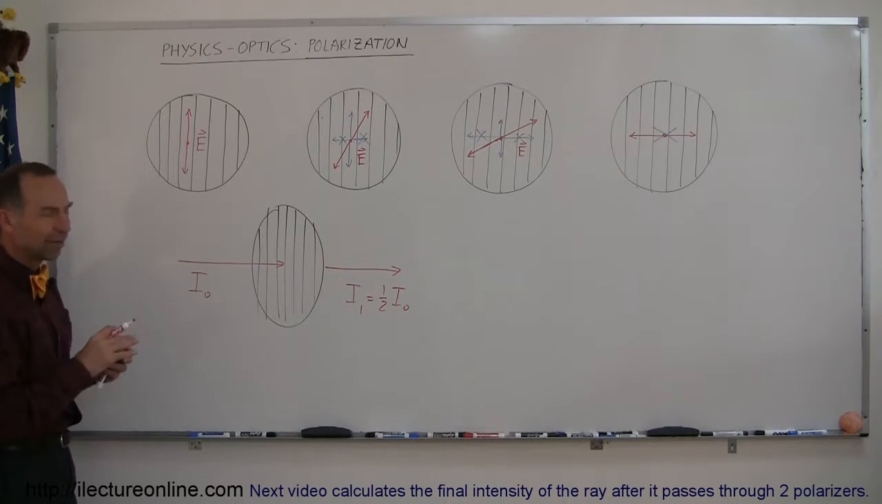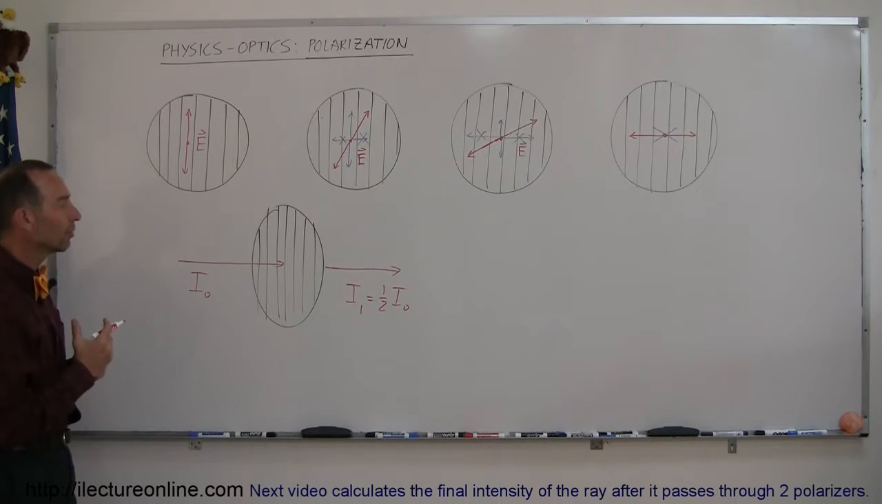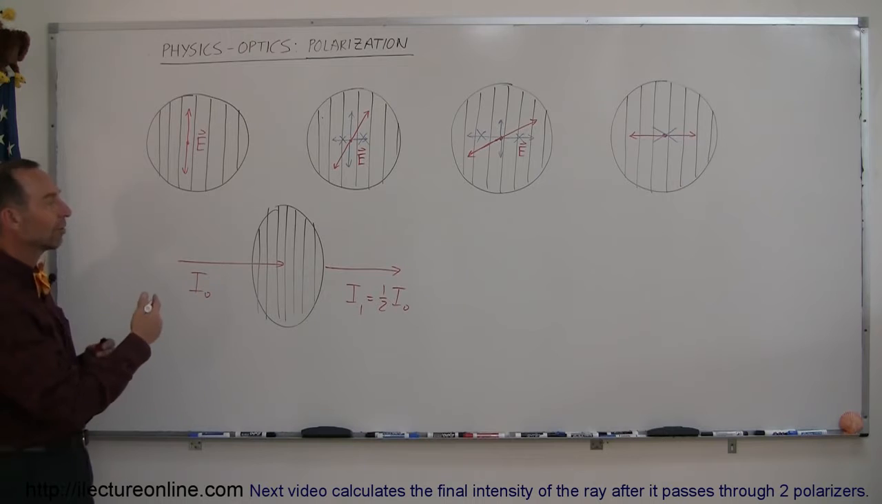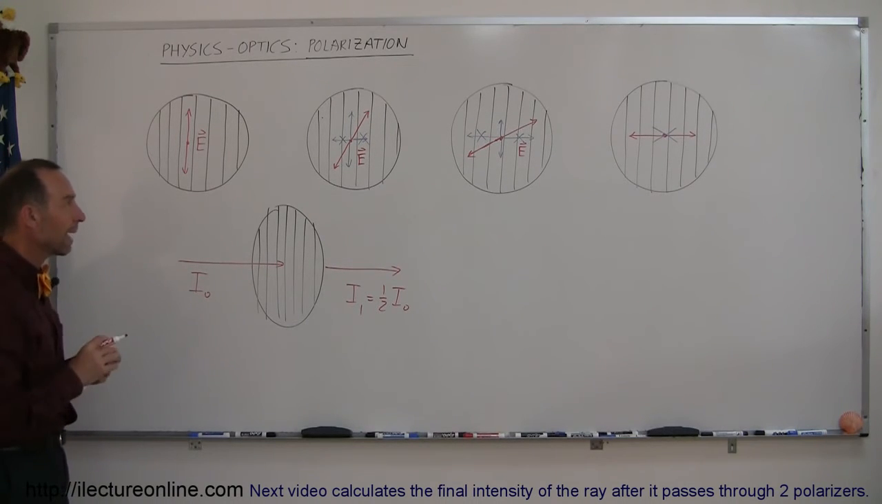Now, in my next examples, I have a few examples lined up. You can see how you can put a multitude of polarizers one after the other at various angles, and then you can see what the intensity looks like after it passed through a series of polarizers. So come back and take a look at the next videos, and you see how that works.